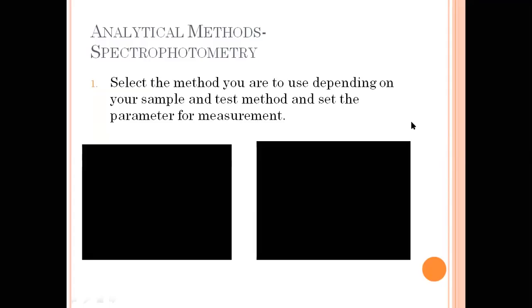Ayan. So the step-by-step procedure, first is to select the method you are to use depending on your sample and test method, and set the parameter for measurement. So kindly watch the video.